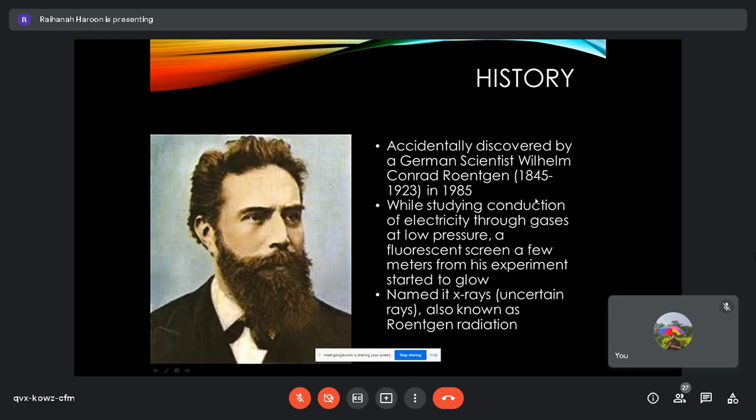in the early 1900s. Okay, what happened at this time was he was a German scientist studying conduction of electricity through gases. And beside him, somewhere near, there was another table with a fluorescent screen. And when he conducted his experiment, suddenly the fluorescent screen started to glow, started to shine. So he was asking, what is this?